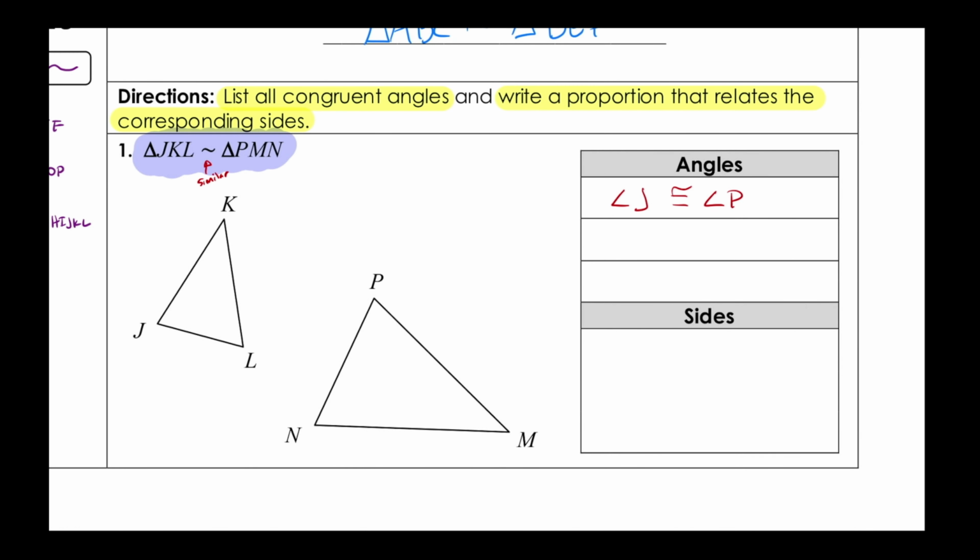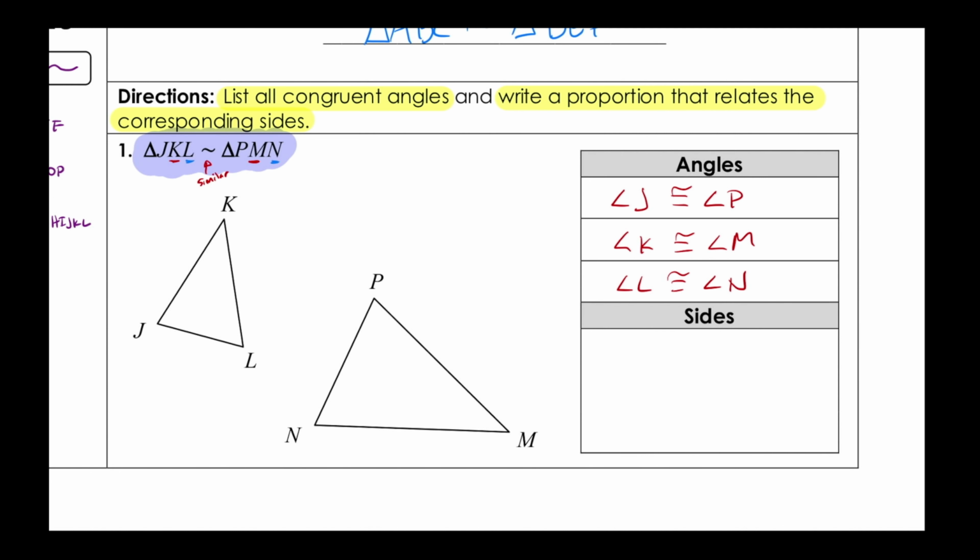Okay, what's the second letter? K. What's the second letter here? M. So angle K and angle M are corresponding, so we can say angle K is congruent to angle M. And then L and N are the last letters, so that means angle L is congruent to angle N. Those are the corresponding angles, so the corresponding angles are congruent.